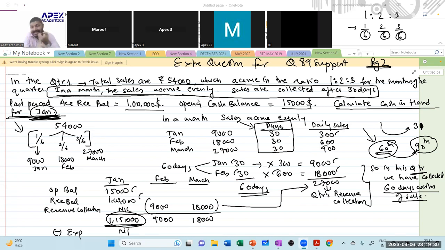1,15,000. What is the collection of Jan? 1 lakh. What is the collection of Feb? What is the collection of March? What is the cash in hand of Jan? 150. Why? Because opening balance will be considered in cash in hand.